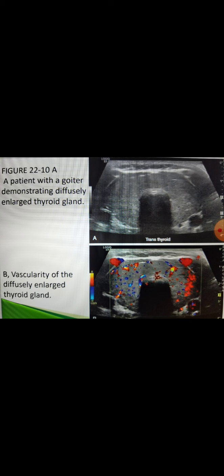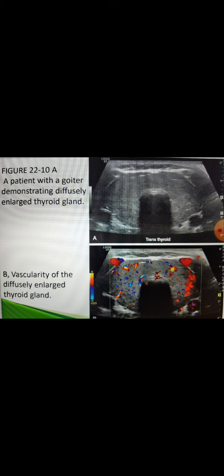You can see that it is diffuse in image A, and in the next image you can see the vascularity of the thyroid gland. So just remember that nodular thyroid disease can vary. There can be diffuse symmetrical gland enlargement, or there can be localized discrete nodules. The sonographic appearance can vary, and you can see the diffuse symmetric gland enlargement, or you can also see localized discrete nodules.